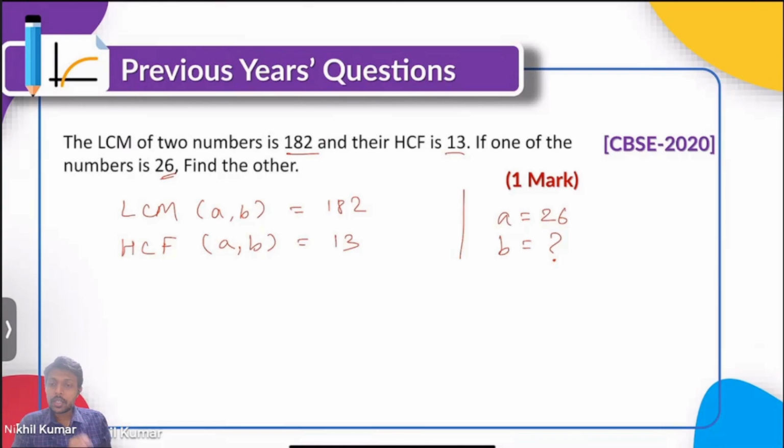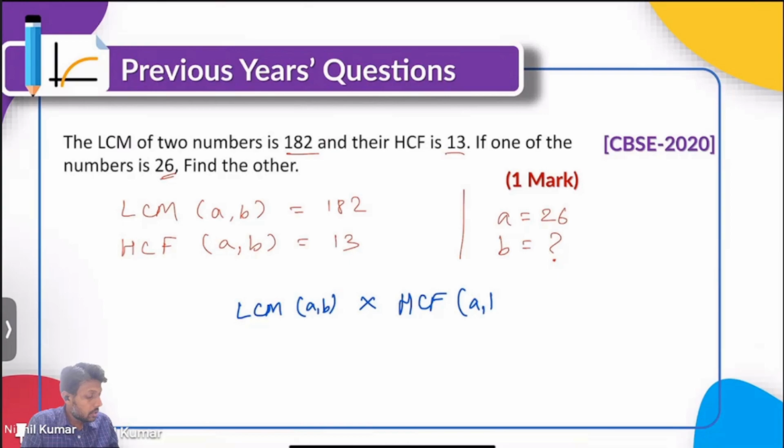Now, if you recall, a very nice relationship between the LCM and HCF of two numbers and the numbers itself. I'm going to write that relation. LCM of two numbers, LCM of A and B, when it is multiplied with HCF of A and B, you get A multiplied by B. So LCM of two numbers multiplied by HCF of two numbers is actually equal to the product of those two numbers only. We'll use this and we'll figure out the answer now.